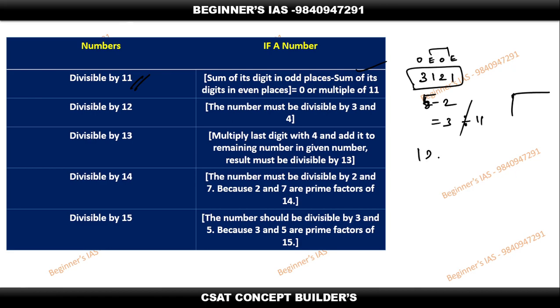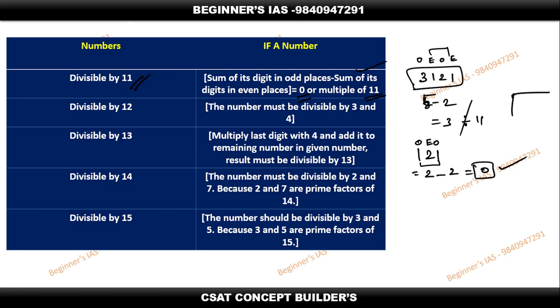For example, 121. The result has to be 0 or else a multiple of 11. Now listen. This is an odd place, this is an even place, this is an odd place. The sum of the odd places is 1 plus 1, 2, minus the sum of the even places; the even place is 2 here. 2 minus 2 is 0. If the resultant is 0, that number is divisible by 11. Or else, if it is a multiple of 11, surely that number is divisible by 11.